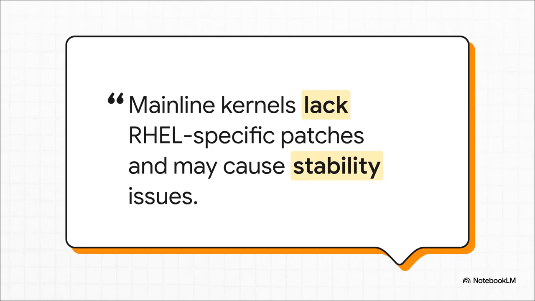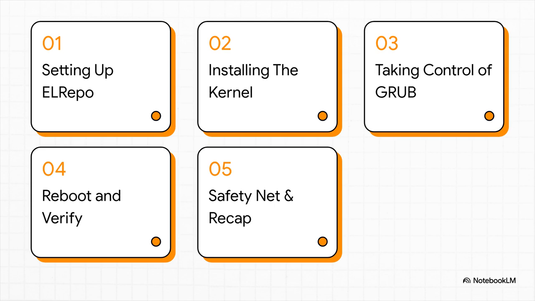Okay, stop. Before we type a single command, this is probably the most important thing I'm going to say today. Let me be crystal clear. Mainline kernels are not officially supported by Red Hat. They are missing key patches, and they can, and sometimes do, cause stability problems. So the big takeaway here is, only use these for testing or when you absolutely have no other choice for hardware support.